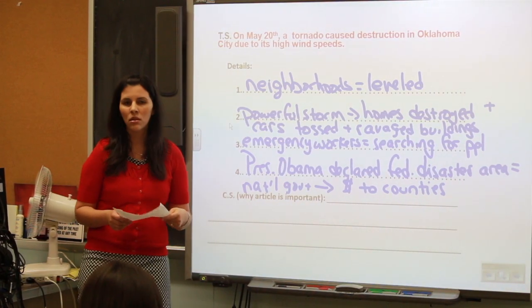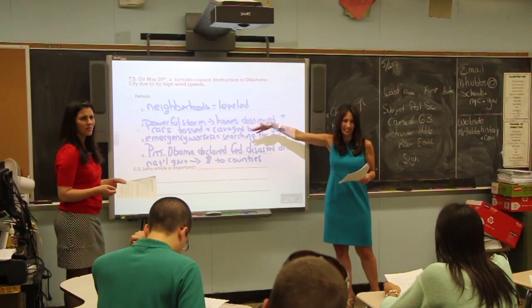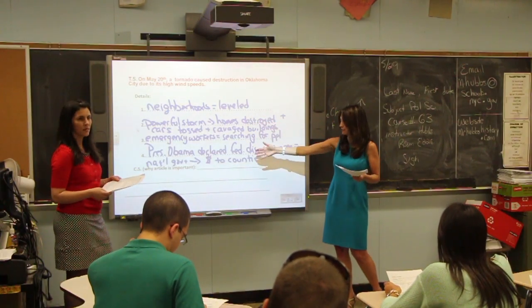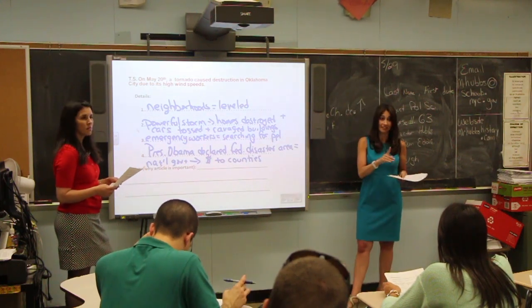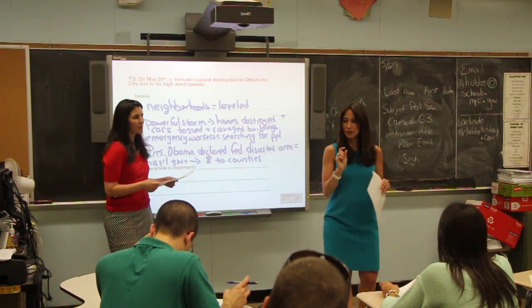I don't know if I put President Obama first, because I might want to explain all the things that happened to Oklahoma first, then he comes in and says we need a federal disaster area. That was excellent. Very good. Okay, so now the closing sentence.